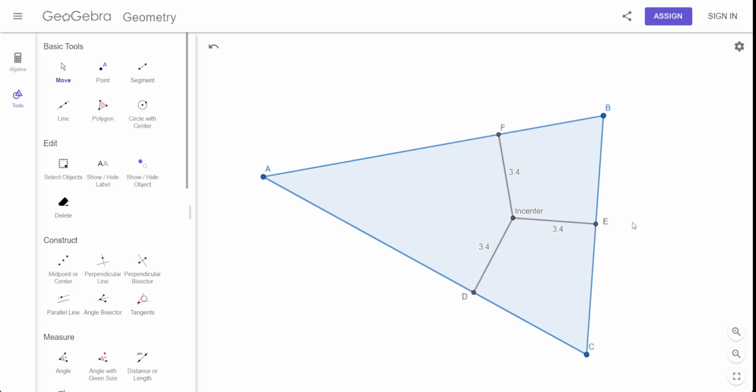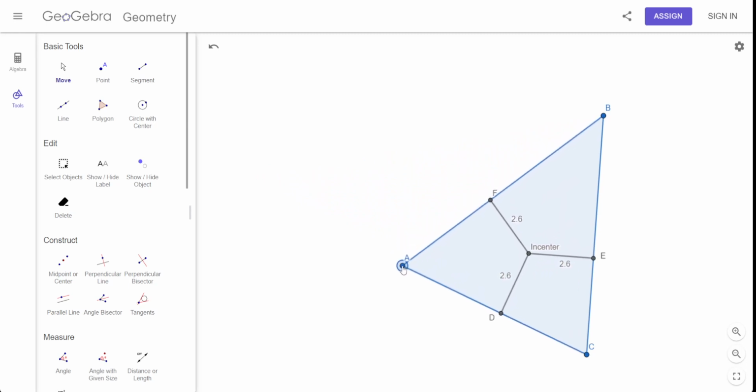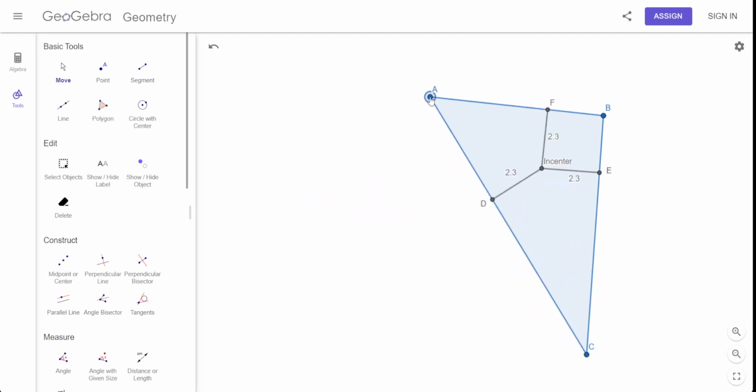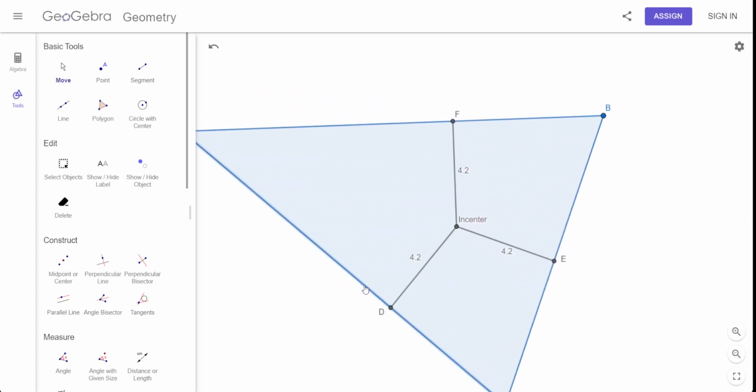What if I change the shape of the triangle? Well, it'll change the distance, but what do you think is going to stay the same, though? The lengths, right? The lengths are all going to stay the same. Look, I make it smaller. Look, they're all the same, aren't they? Move it like this, move it like this. Let's take this side and extend it out. Look at my lengths. Okay, they're all the same. That's what's special about the Incenter.